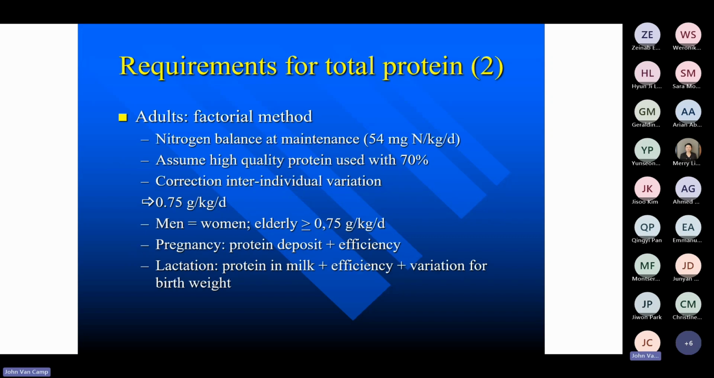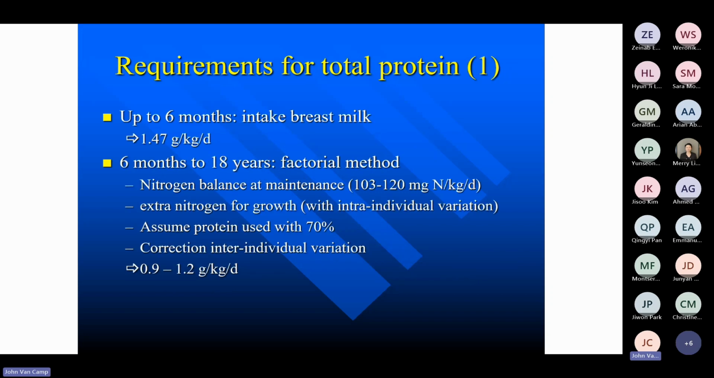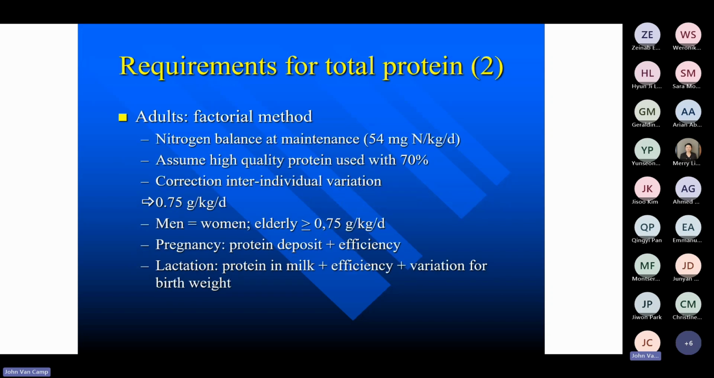For adults, you also take the factorial method, so maintenance balance. You have an efficiency of utilization, correction for inter-individual variation. The value now becomes 0.75. You don't have to correct for a growth, which we had to do here. So that's why it is a little bit higher here. But if you are adult, then you don't need this growth. So you have 0.75 grams per kilogram per day. Males and females are the same.